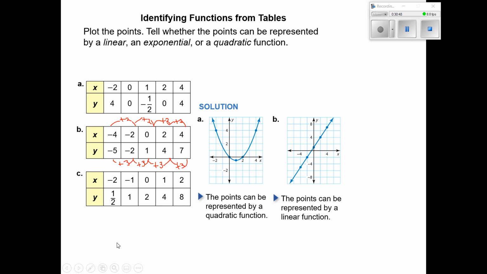Then over here, we can look at this, and we can see that this is getting multiplied, not added across at all, but multiplied by, looks like 2, because 2 over 2 is 1, so times 2. And then multiplied by 2 again, and then multiplied by 2 again, and then multiplied by 2 again. This is exponential growth, so this should be an exponential function.